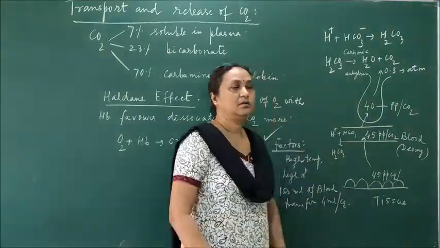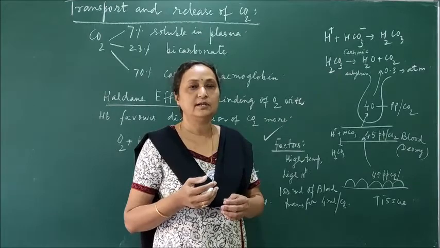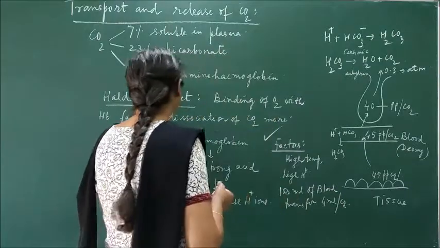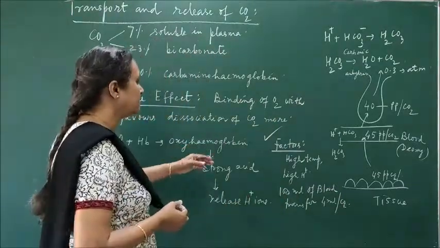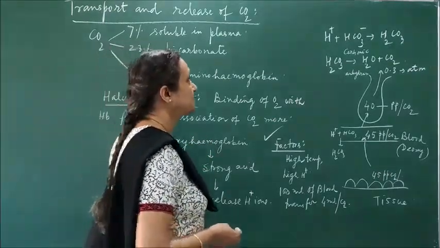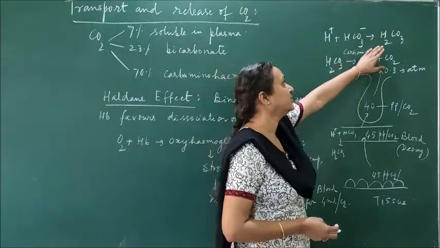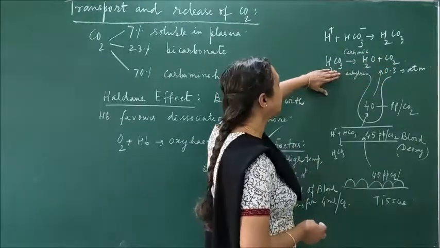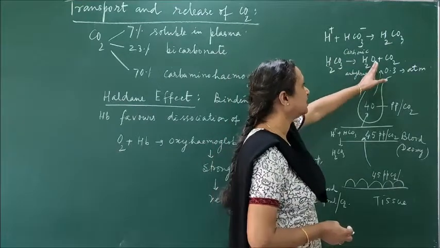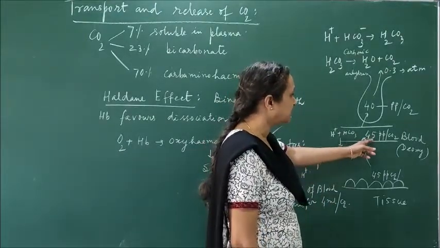As I told you, more and more binding of oxygen with hemoglobin will help in the dissociation of the carbon dioxide from carbaminohemoglobin. Why? Because when oxygen is combined with the hemoglobin, it makes a compound, oxyhemoglobin, and it is a strong acid. It can release H plus ion. This H plus ion will bind to the bicarbonate in the blood to make carbonic acid. Then carbonic acid, in the presence of the enzyme carbonic anhydrase, can dissociate into water and carbon dioxide.